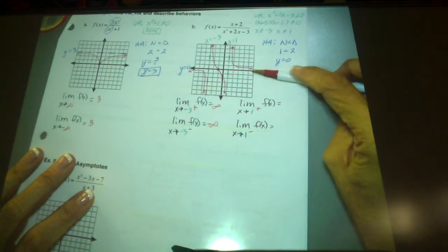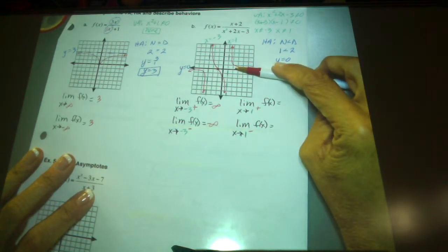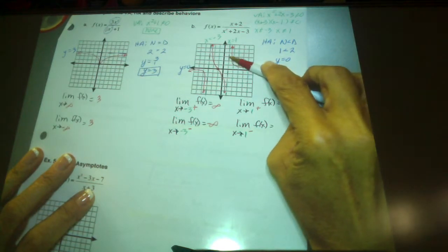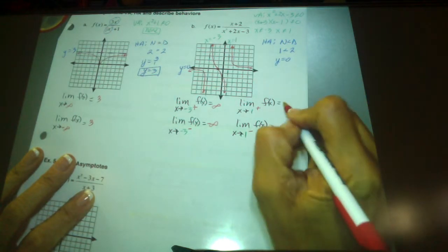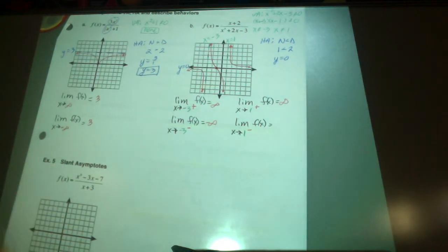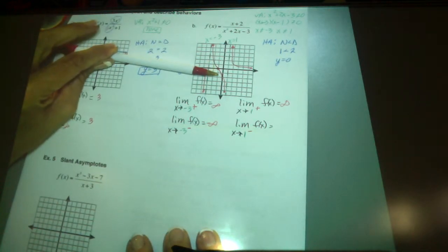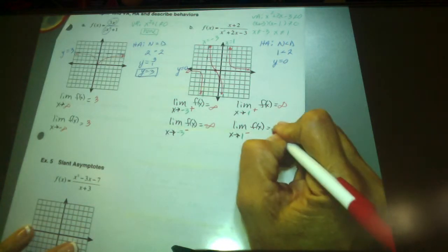So as I approach 1 from the right, aren't I on the right swoop? As I get closer and closer to 1 on the right-hand side, what is the right swoop doing? Going up to +1. What happens as I approach 1 from the left? I'm on that S curve, and isn't it going down to -1 the closer I get to the left side of 1? And so this limit is -1.